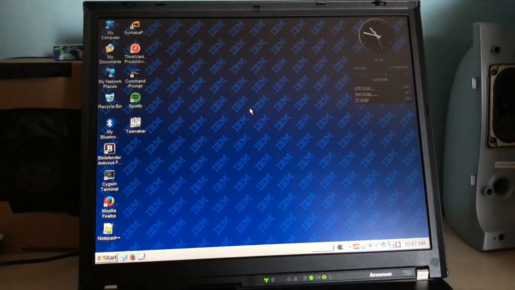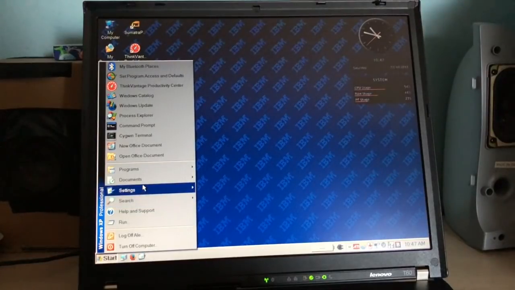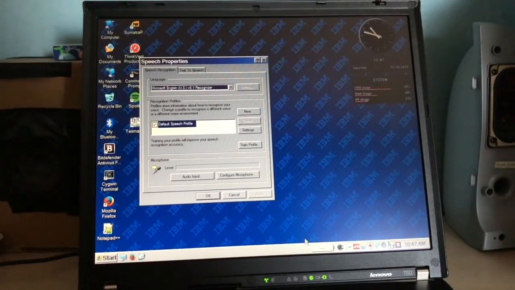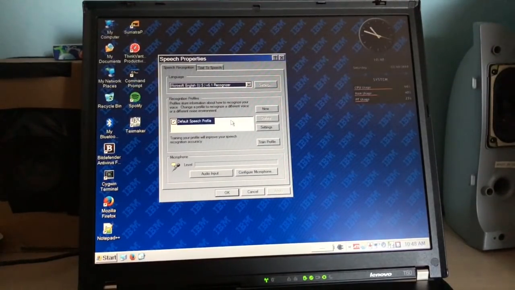Did you know Windows XP also has speech recognition? I actually got this when I installed Office 2003, and this is the very first time I'm giving it a try. So let's configure the microphone first. I haven't even tried the built-in microphone in this computer.